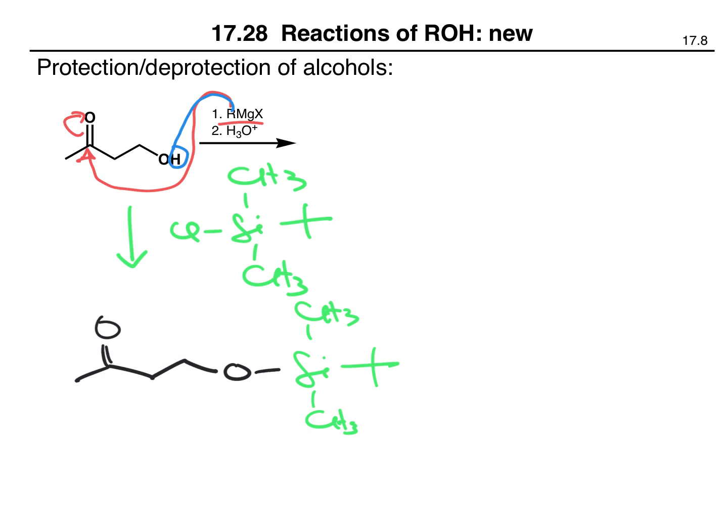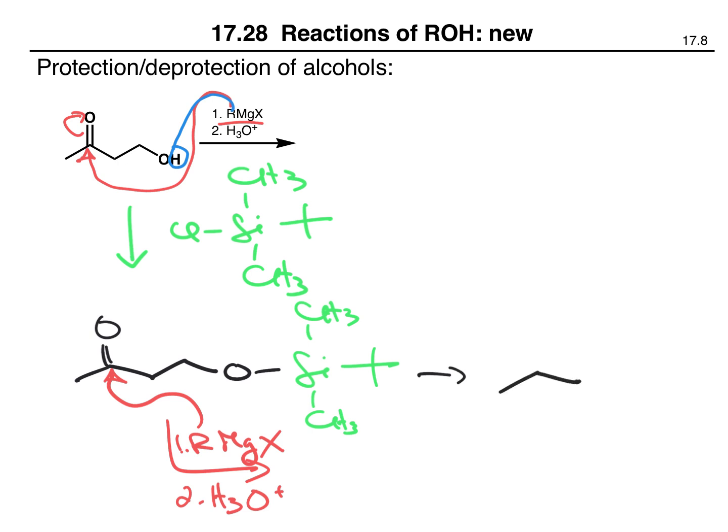So at this stage, we can add our Grignard reagent, and this will react selectively here. So step 1, we add that. Step 2, H3O plus, and we are going to get, so our R group is now connected, and we still have our silyl protecting group. We were able to do the reaction that we wanted.